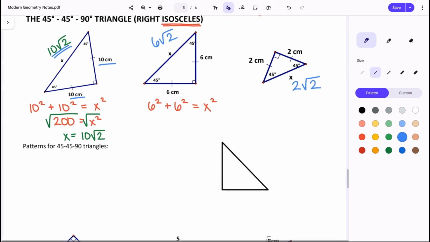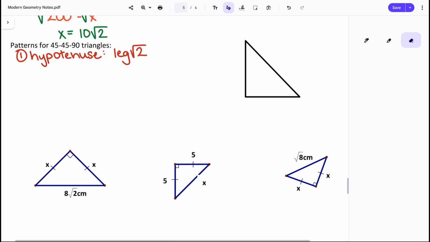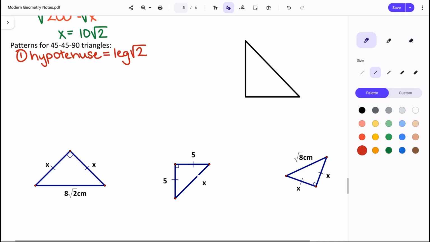So I want to summarize down here on this picture what this looks like. A couple things we saw, or how we got to our pattern, is that we noticed our hypotenuse side was always whatever your leg length is with the square root of 2 attached to it. You could also think of it this way: I'll put an equal sign in here. The hypotenuse is equal to the leg times the square root of 2.